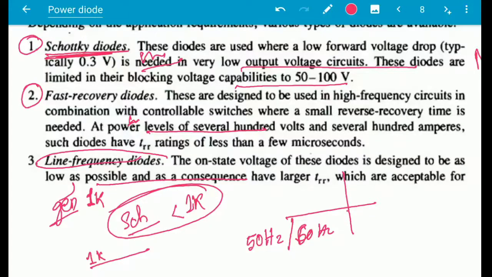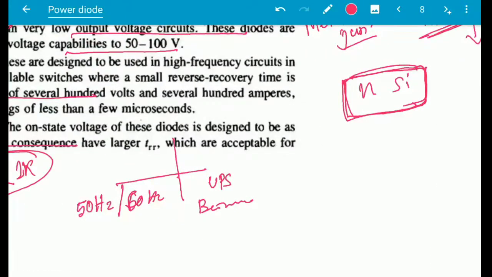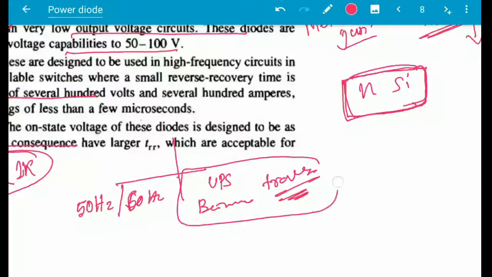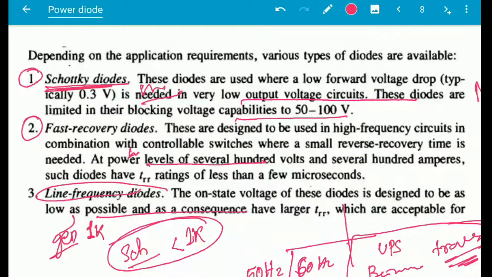These are used in UPS battery charging, where the shape of the output voltage generally does not matter a lot, and in traction. These are used in these fields. So this is the end of this topic, and in the next topic we are going to discuss the thyristor, which is the base of the whole power electronics. So thank you for watching up to here.